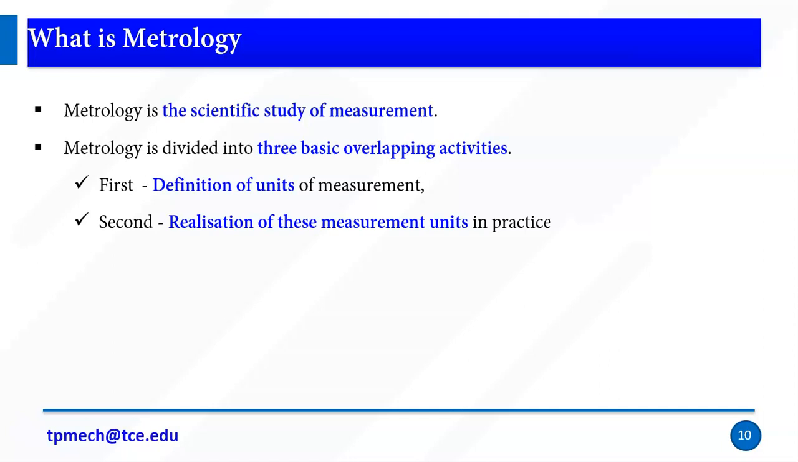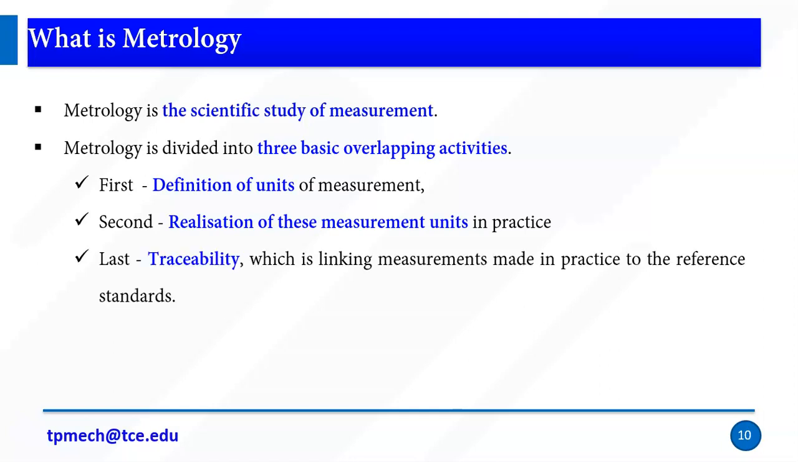The second one is the realization of these measurement units in practice. For example, if I say length is measured with the help of the meter, in practice it may not be possible. If you want to measure length in meters, you need some difficult equipment. So in the metrological aspects, we first need to fix the standard definition of units, and then we need to ensure that the equipment units work in practice. That is the realization of measurement units in practice. The third one is traceability. Traceability is nothing but it comes with one part of repeatability.